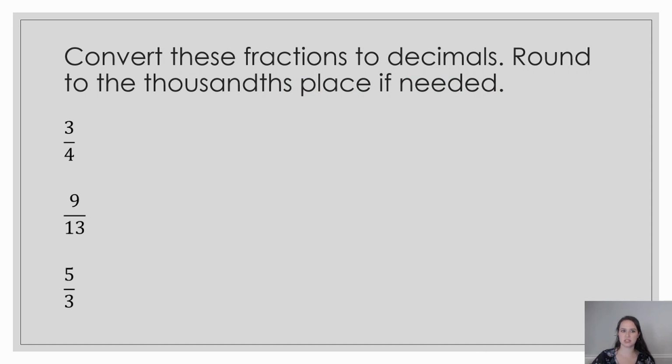Convert these fractions to decimals, round to the thousandths place if needed. Go ahead and pause and try these. Do them by hand. Some of them you'll need to cut off, some of them you won't. So pause it, try it, and I'm going to do them now.